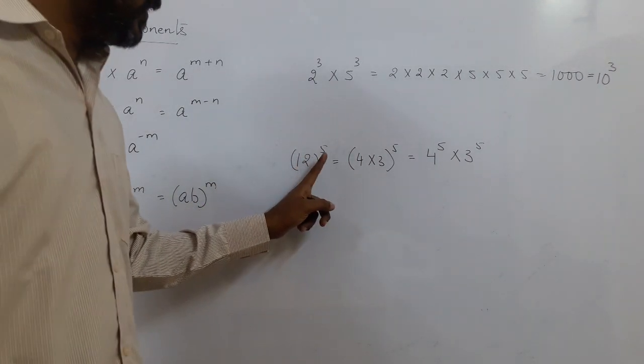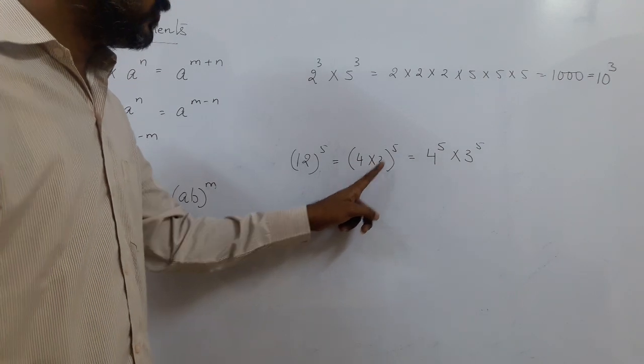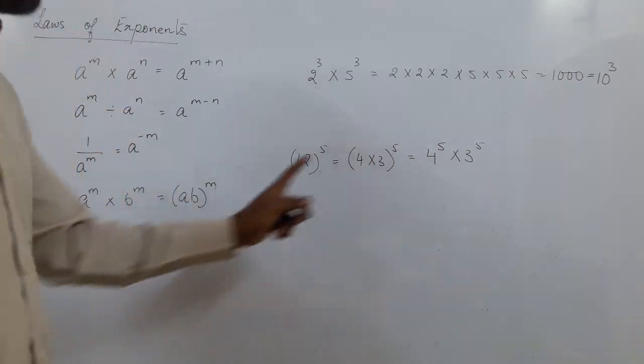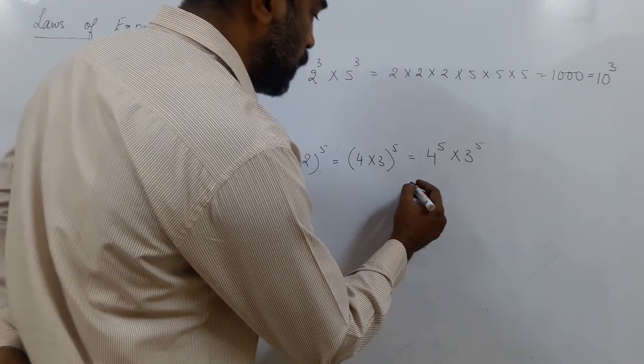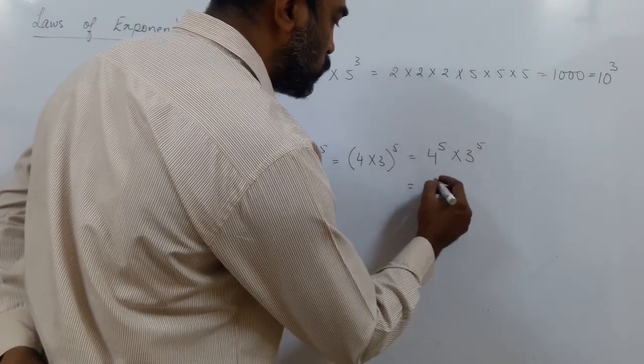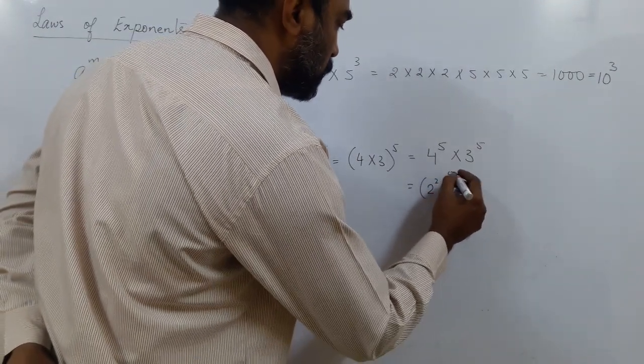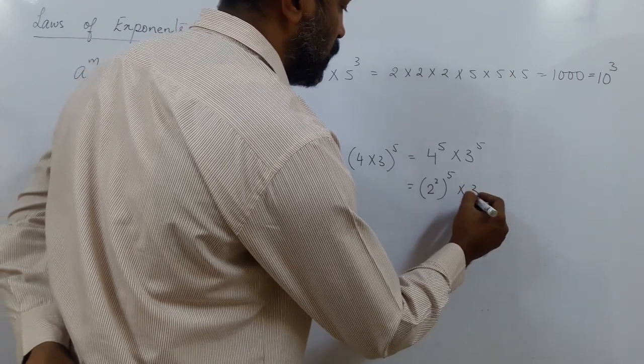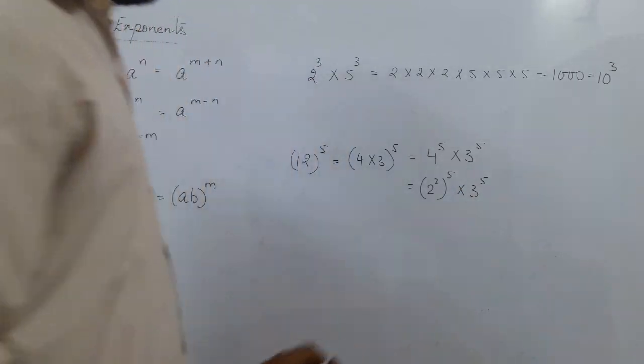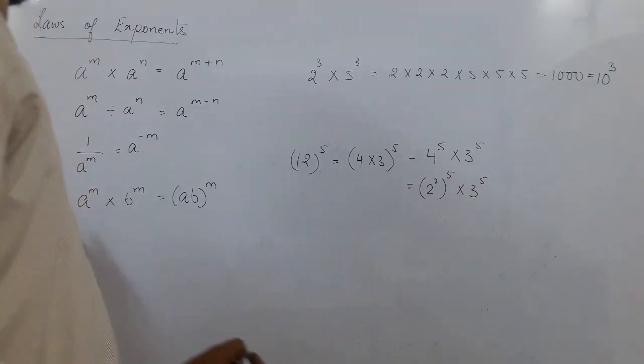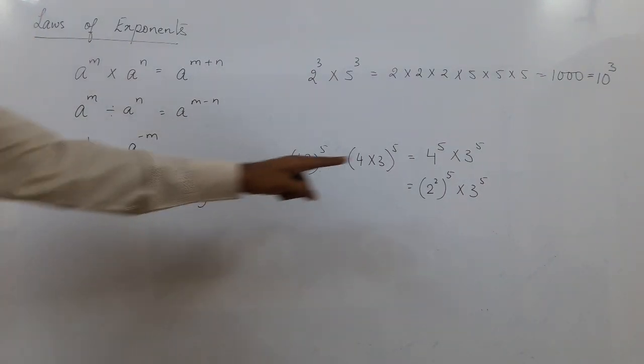So 12 raised to 5, what is 12? 4 3s are 12, raised to 5. Now I separate it, so 4 raised to 5. But 4 can also be written as 2 square, so (2 square) raised to 5 into 3 raised to 5. So here we have encountered a new rule. So we have done these 4 rules. Now what is this rule?